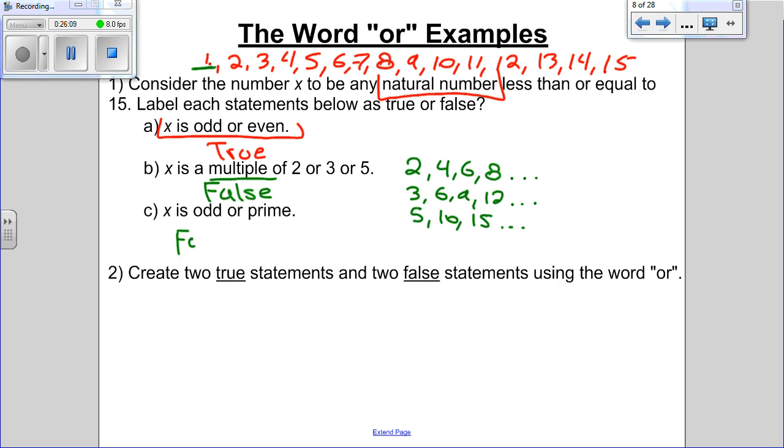For number 2, I want you to create 2 statements using the word or that are true, and 2 statements using the word or that are false. And they can be about anything, right? So you can be like, Canada's a country, or dogs don't have hair. Right? Whatever you want. But 2 that are true, 2 that are false. I'll put mine up here. They'll all be super creative.